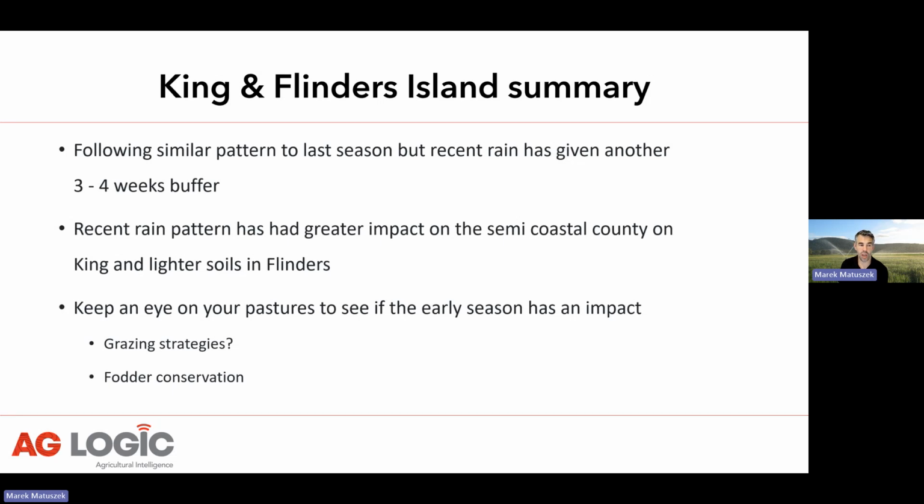But for anyone on the island, just keep an eye on your pastures, because we had another early season and really good growth in August. Keep an eye on that early season impact and make sure it's not starting to affect how soon your pastures go into that reproductive phase or how soon they start to slow down. All right. And if they do, think about your grazing strategies to keep them ticking along, or phyto conservation to keep them in that vegetative state.